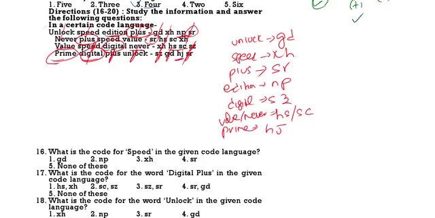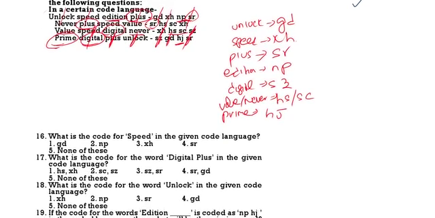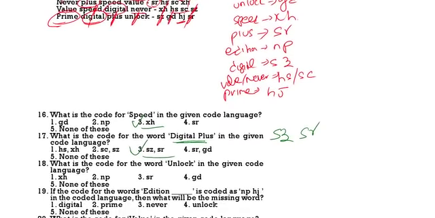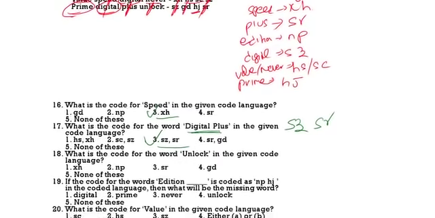Now based on this we should answer the question. See the first one. What is the code for speed in the given code language? XH. What is the code for digital plus? Digital means SZ, plus means SR. So third one. What is the code for unlock in the given code language? GD. GD is the code for unlock.